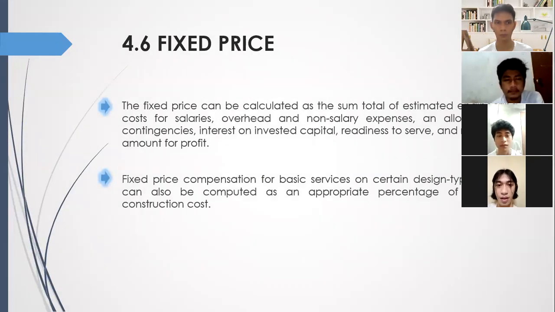Fixed price. The fixed price can be calculated as the sum total of estimated engineering costs for salaries, overhead, and non-salary expenses. An allowance for contingencies, interest on invested capital, readiness to serve, and reasonable amount for profit. Fixed price compensation for basic services on certain design type projects can also be computed as an appropriate percentage of estimated construction cost.